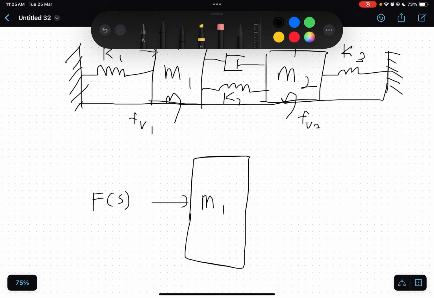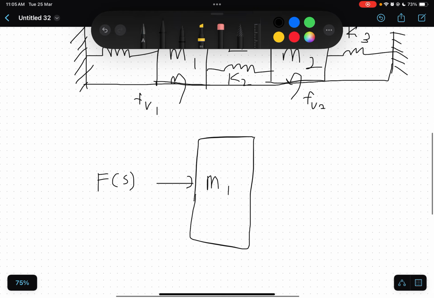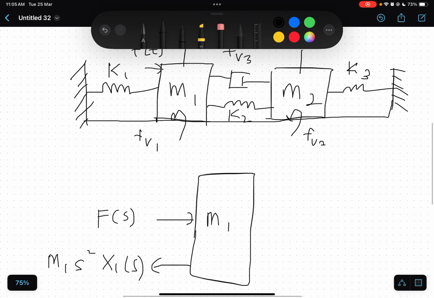Okay, and then when we push that to the right, all of the other forces will move in the opposite direction. Okay, firstly let's go for the mass inertia. So the mass inertia will go in the opposite direction with a mass of M1, and in Laplace, once we do the Laplace transform, we have this. Okay, that's the inertia.